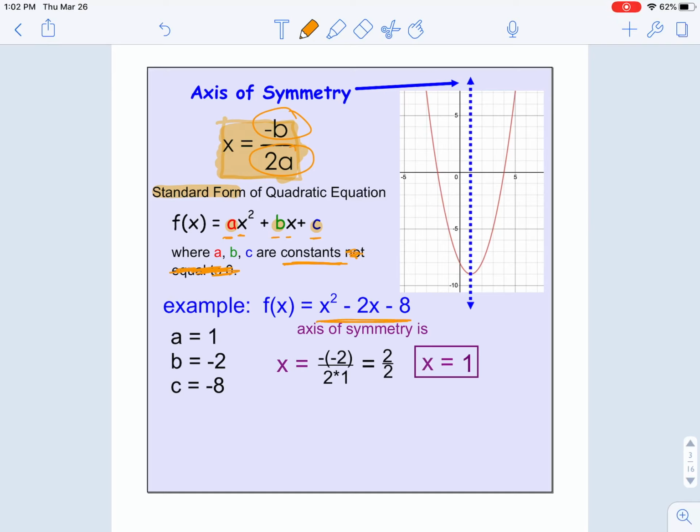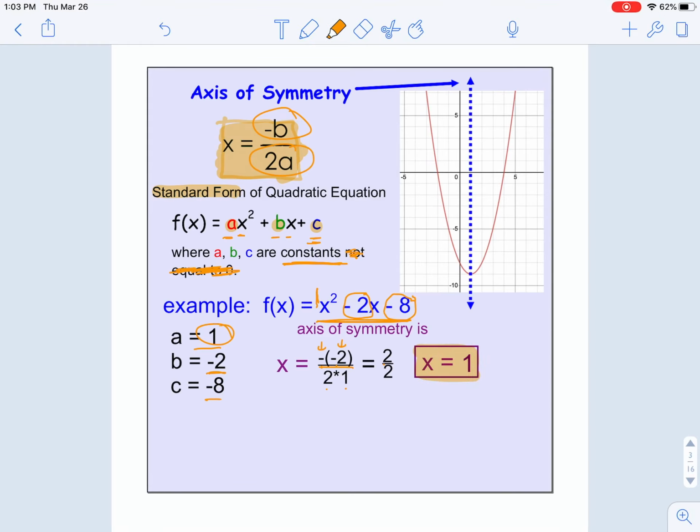Looking at the example equation I have here, a is 1 because there's nothing there. b is negative 2 because that's the number attached to my x. And c is negative 8 because that's the last number hanging out there without an x. All right, I'm just going to plug it in. Negative b is negative negative 2, because b is negative 2 and I want the negative of b. A negative negative 2 equals a positive 2, over 2 times a. A is 1, so 2 times 1 is 2. 2 over 2 simplifies down to 1.